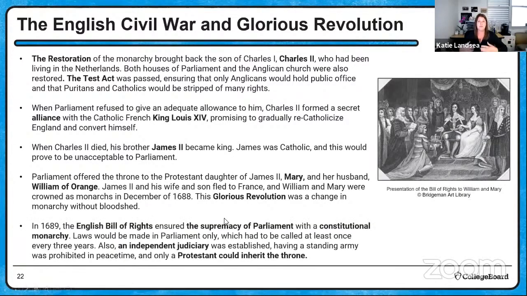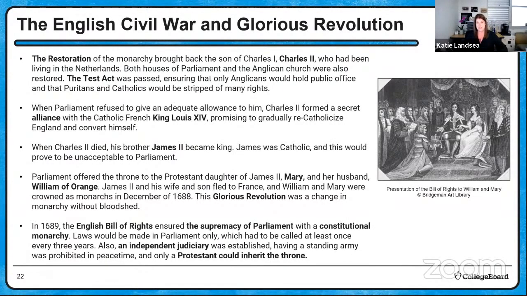And even more importantly, the next year in 1689, we are going to shift the power in England forever from the monarch to Parliament, because in 1689, the English Bill of Rights is going to ensure the supremacy of Parliament with a constitutional monarchy. So Parliament will be the one to make the laws. Parliament will have to be called at least once every 3 years. There will be an independent judiciary that's established. It will be illegal to have a standing army in peacetime. And part of one of the provisions of the English Bill of Rights is that only a Protestant can inherit the throne.